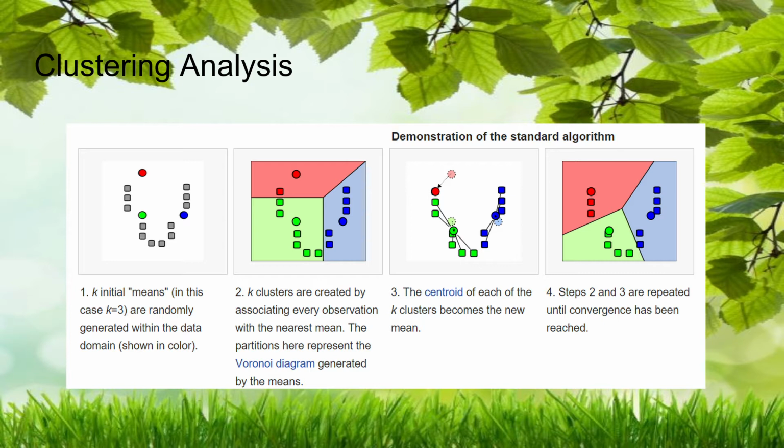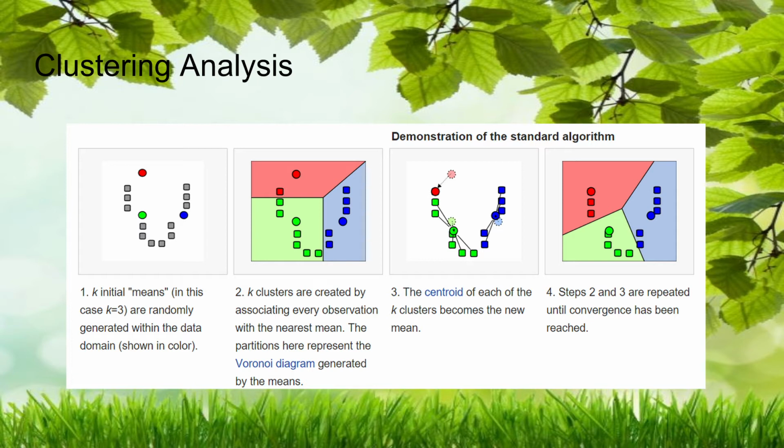In centroid-based clustering, clusters are represented by a central vector, which may not necessarily be a member of the dataset. When the number of clusters is fixed to k, K-means clustering gives a formal definition as an optimization problem: find the k cluster centers and assign the objects to the nearest cluster center, such that the squared distances from the cluster are minimized. K-means has a number of interesting theoretical properties.